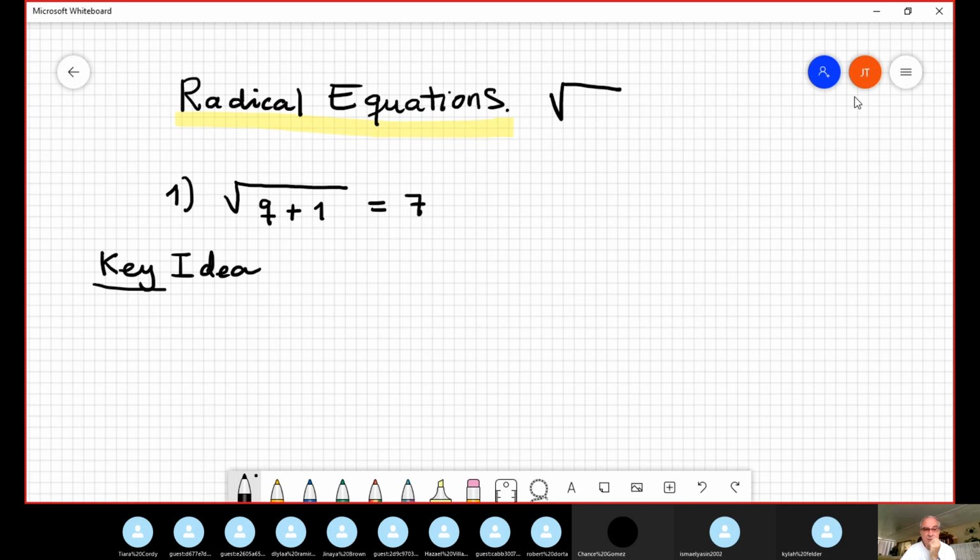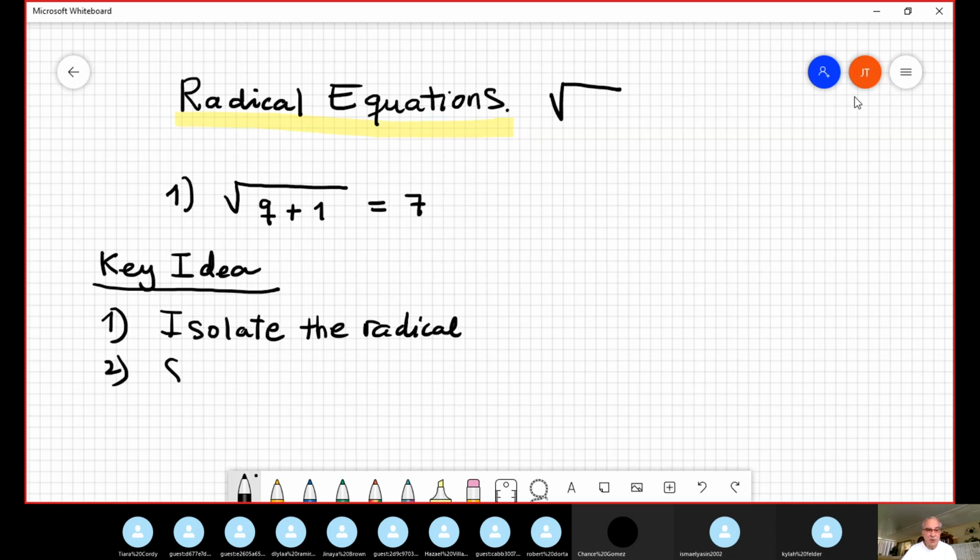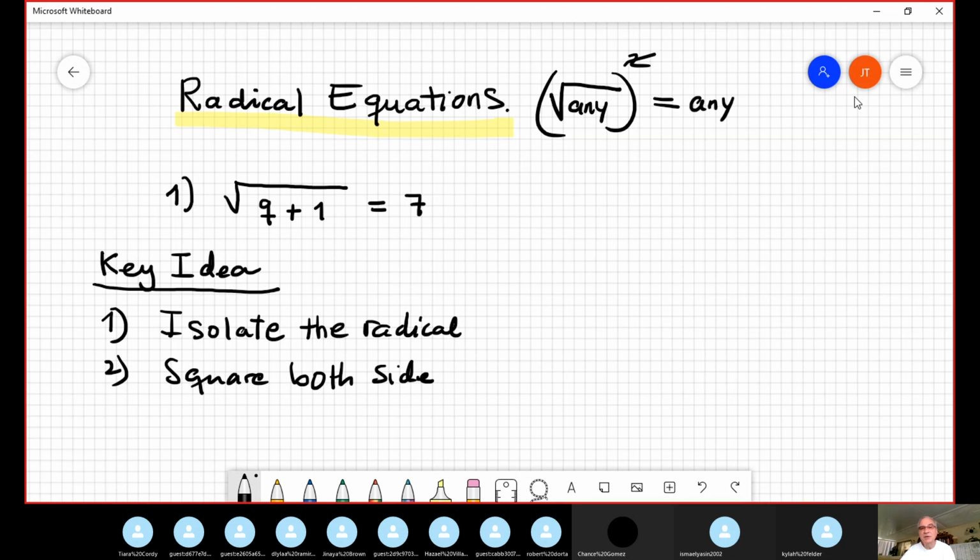Okay, and number one is isolate the radical. In this example is isolate. Number two is square both sides. Because I know when you square a square root, the answer is just the inside, because this and this is cancelled.